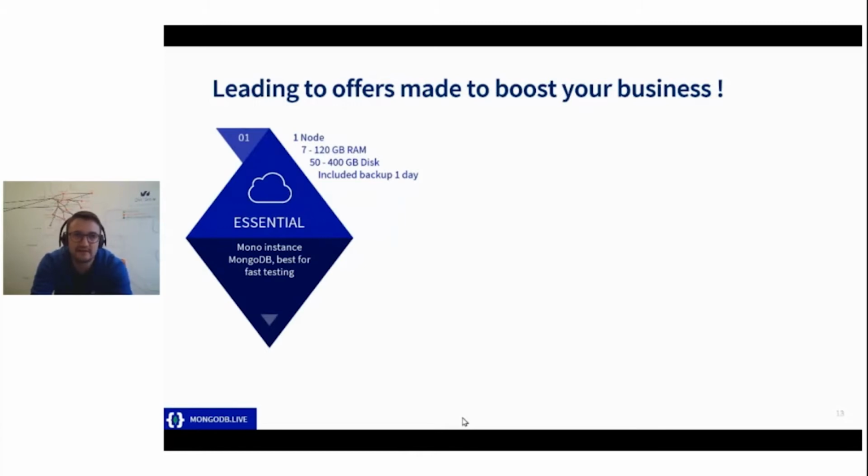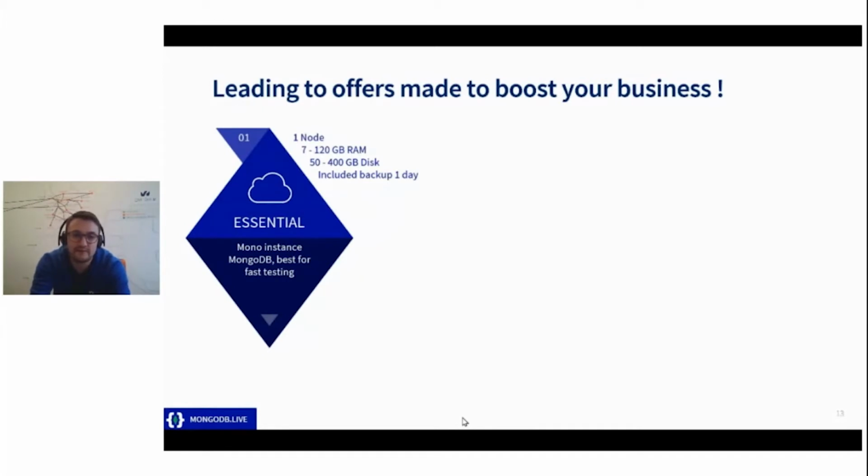Having a look at the solution that we built, we thought that it would be useful to have several ranges so that you are able to build what you need at the moment you need it. For instance, the essential range is mainly for test usage.